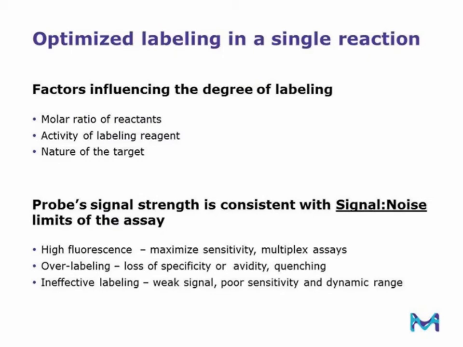For fluorescence, a high degree of labeling per antibody is preferred to maximize sensitivity. This is particularly true for multiplex assays where direct conjugates are to be used. However, over-labeling can cause loss of specificity, decreased avidity, and issues with solubility. Fluorophores attached in close proximity can also decrease fluorescence via quenching mechanisms. On the other hand, ineffective labeling will lead to weak fluorescent signals.